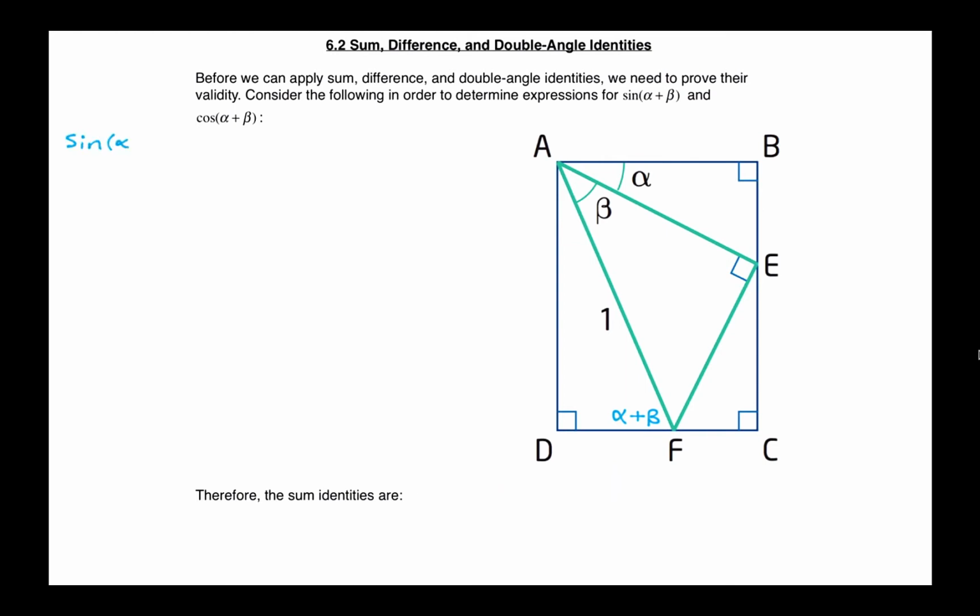So from there, the sine of alpha plus beta would be the opposite side over the hypotenuse. So that's AD over 1, which reduces to just AD. So I'm going to label that as sine of alpha plus beta. Next, if you look at the sine of just beta, this is the angle beta, you get the opposite side over the hypotenuse, which is EF over 1. And so EF is just sine beta.